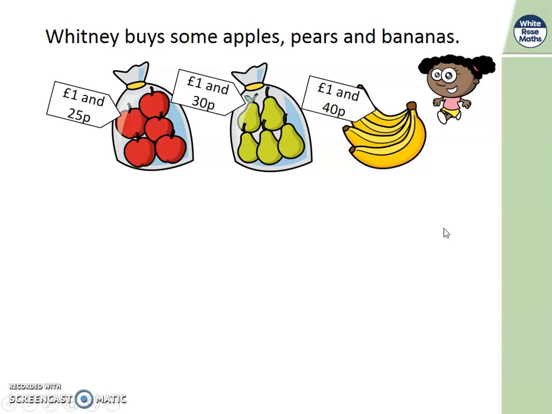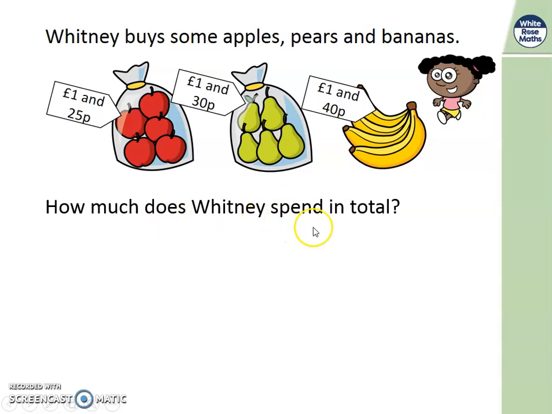Let's have a go and use that skill here. Whitney buys some apples, pears and bananas. You can see the prices there. How much does Whitney spend in total? Let's use that same skill and add up all the pounds first. 1, 2, 3 of them. Let's have a go. That's £3. Now we'll find our pence.